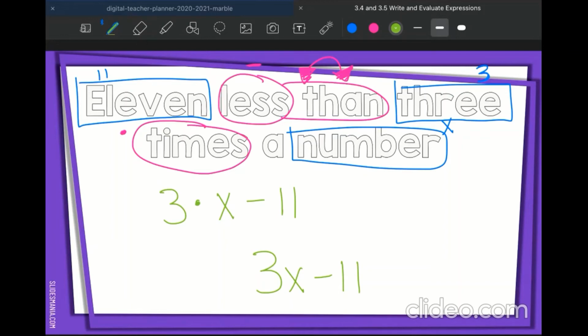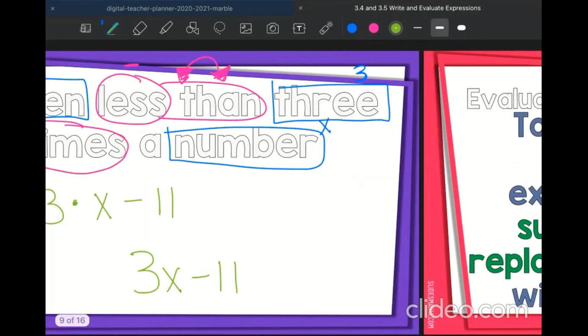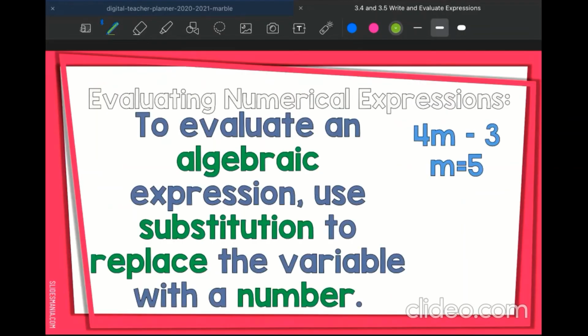All right. How are we feeling on this? Pretty okay? Good, good. All right. So let's talk about how to evaluate these expressions. How do we evaluate these expressions? To evaluate an algebraic expression, we're going to use substitution to replace the variable with the number.